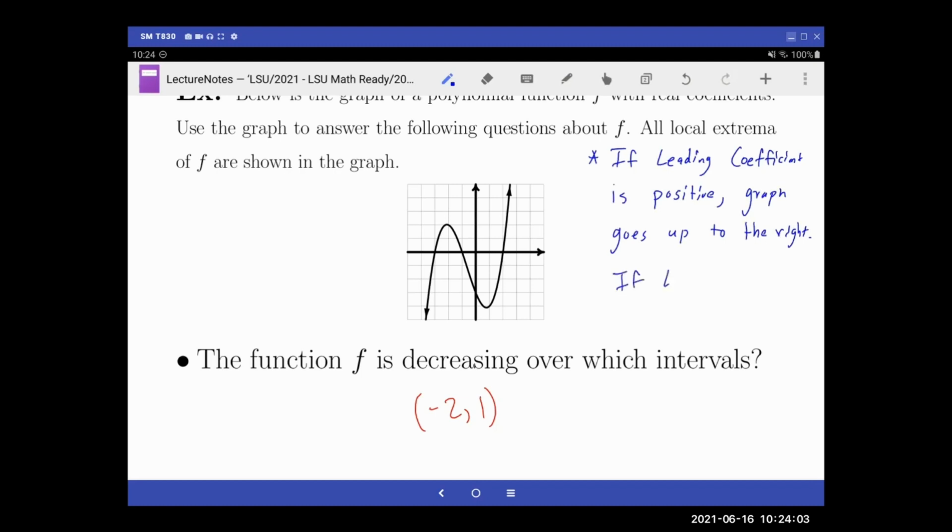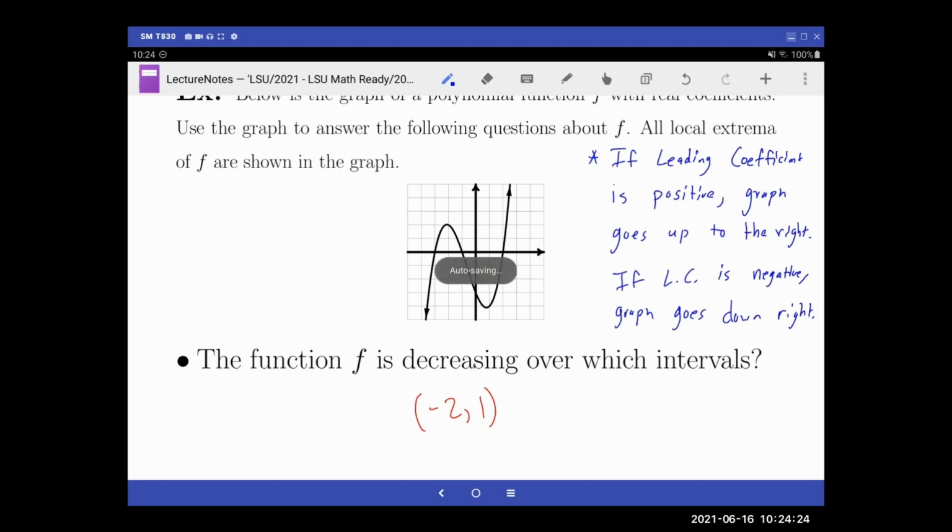And if the leading coefficient is negative, the graph goes down to the right. Okay, so that's something to keep in mind. So if the leading coefficient is positive, the graph goes up when you look at the right side. If it's negative, it goes down.